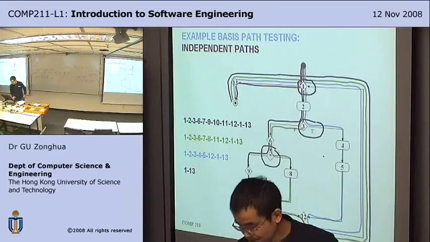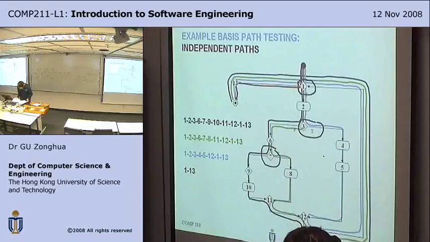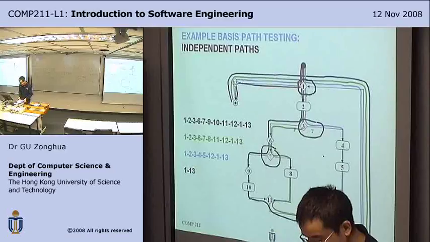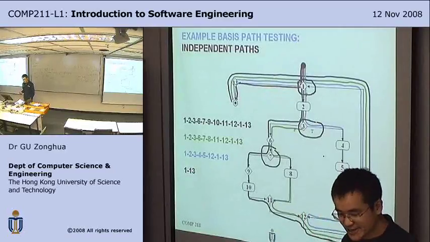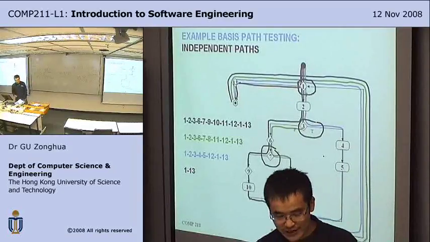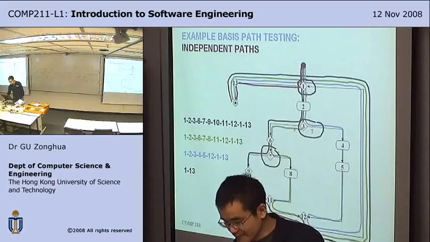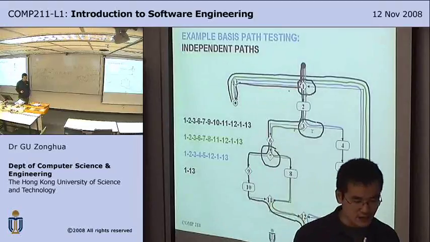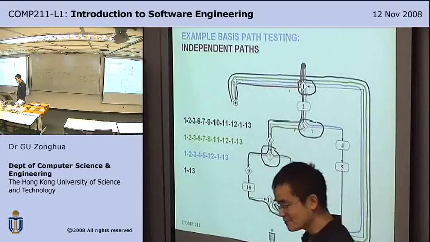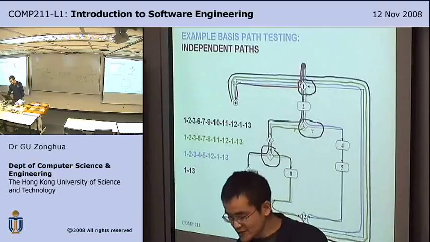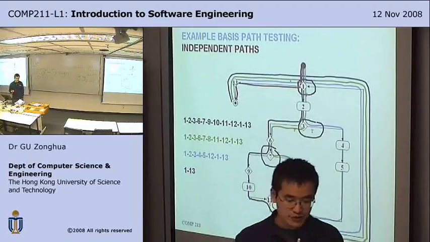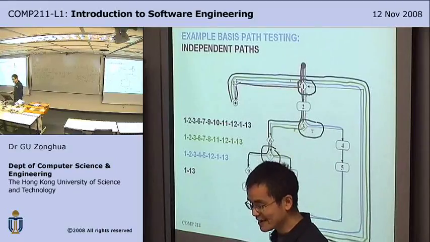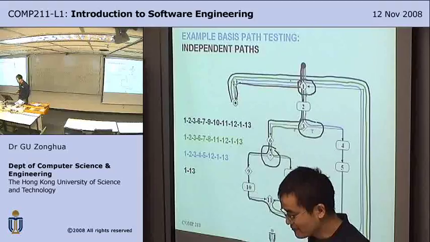An independent path, as I said, is any path that includes at least one new set of processing statements or a new condition. If you look at this path from 1 to 13, statements 1 and 13 have both been covered by the other independent paths. So the reason why 1 to 13 is a new path is because it introduces a new condition. That is, condition 1 equals false. Even though both of the statements have been covered, the condition is new. Therefore, it's a new path.